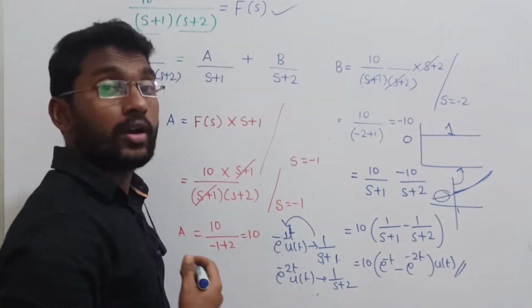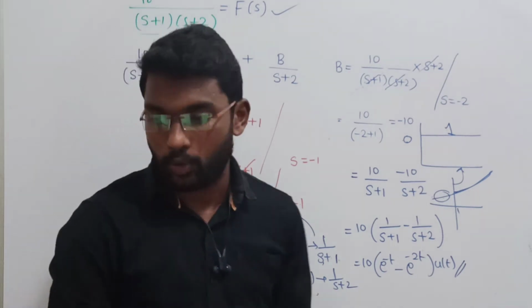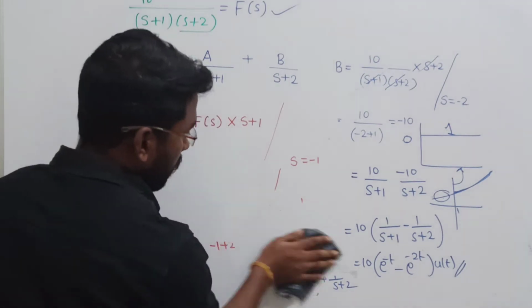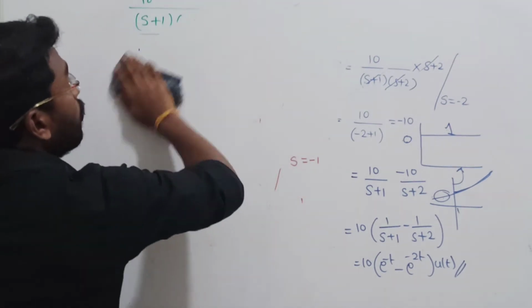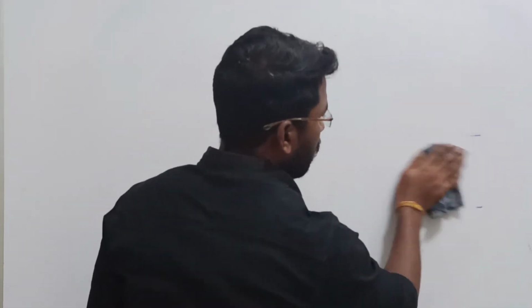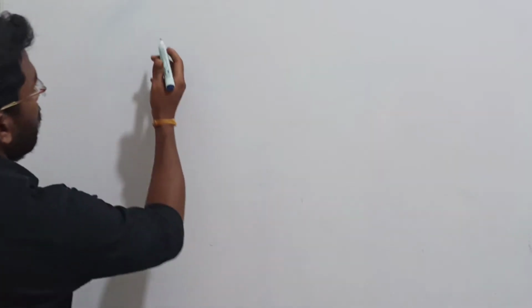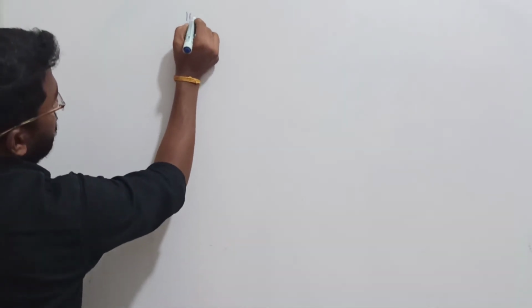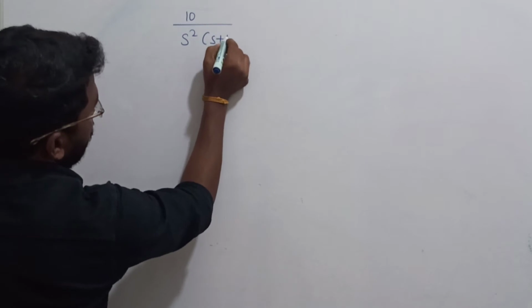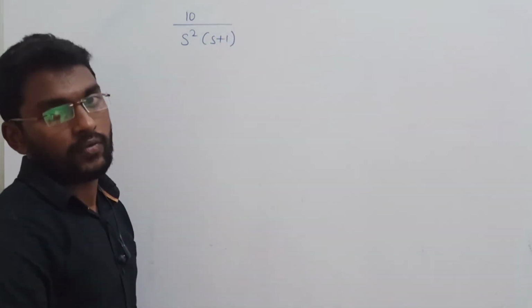Similarly, if I have repeated poles, then what is the procedure to obtain the values corresponding to the poles? That is, how to break the poles? Let me explain once again. It is not a big thing, but you have to understand it. Listen, for an example, I have the same signal 10, but in the denominator I have s square into s plus 1. Now how to apply partial fraction for this?